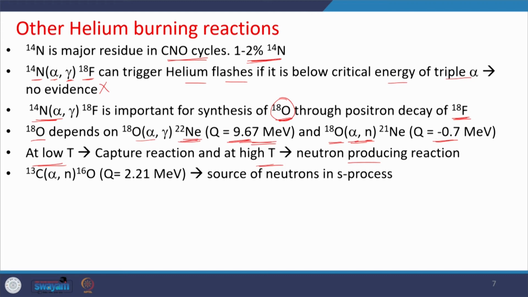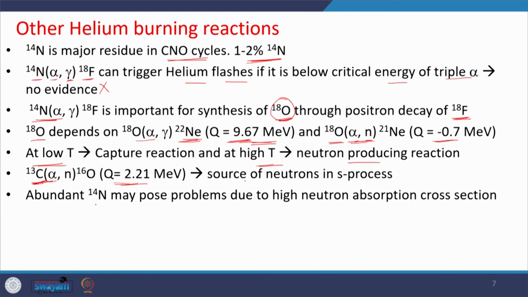Okay? And one of the important sources of neutrons in these stars, which plays a role in the synthesis of elements beyond iron, is alpha plus carbon 13. Where has this alpha plus carbon 13 come from? All right. When carbon 12 reacts with some kind of lighter particles, we can get this carbon 13, and when it reacts with the alpha particle, whose Q value is 2.21, it is a source of neutrons in the s process. All right.